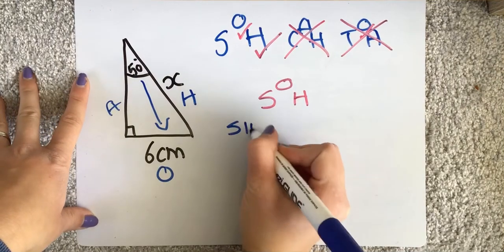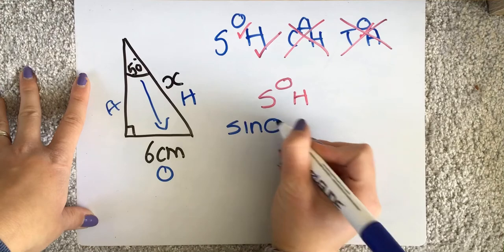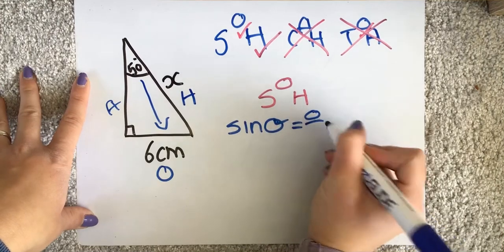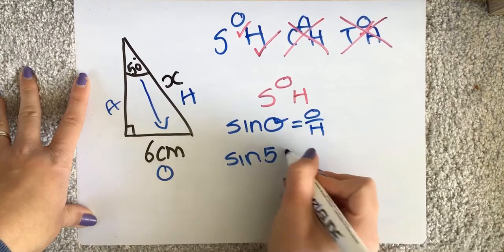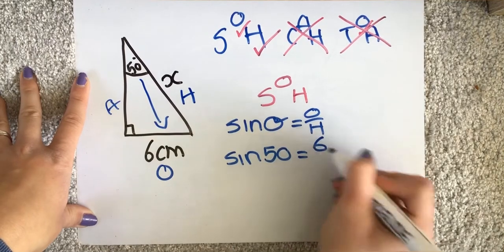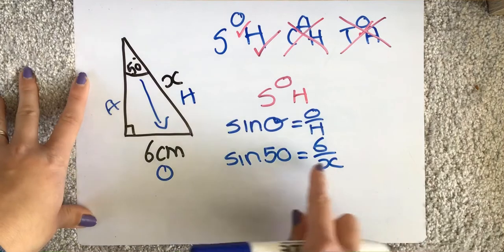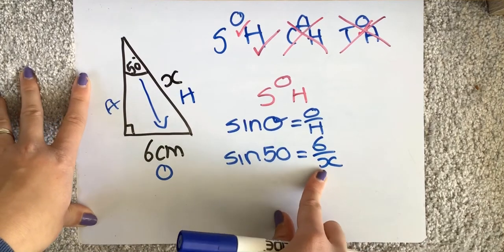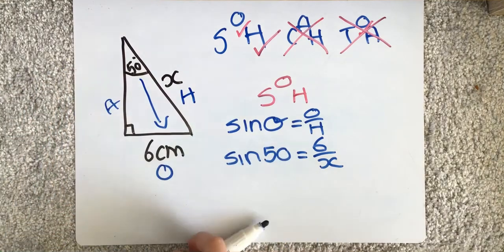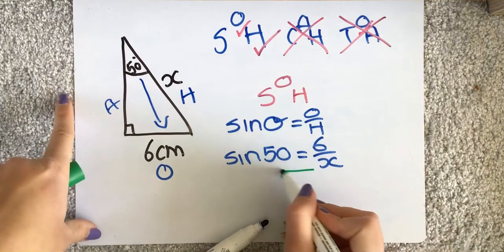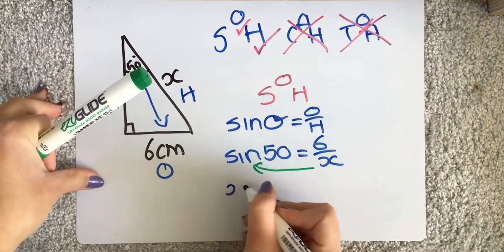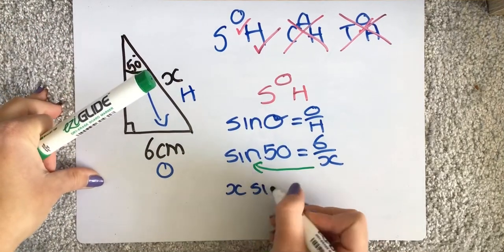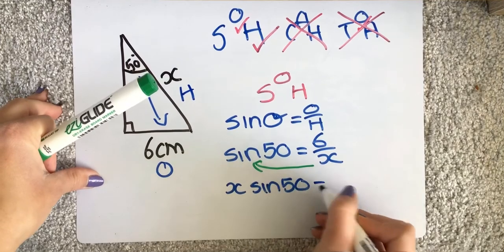So we've got sine. Again, I'm just going to write out sine theta equals opposite over hypotenuse. So I fill in my values. So I've got sine of 50 equals 6 over x. Now what happens this time is our x, our unknown, is on the bottom of the fraction. So when I multiply up, because again, I still don't want that fraction, what I end up with is x times sine 50 equals 6.